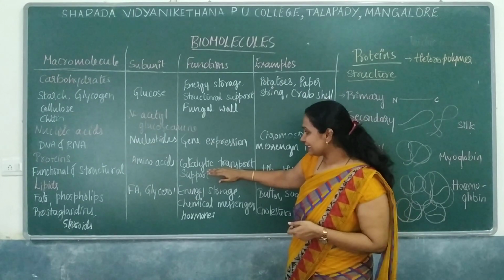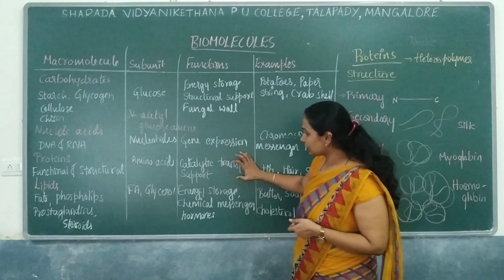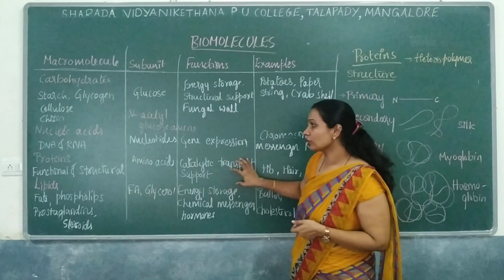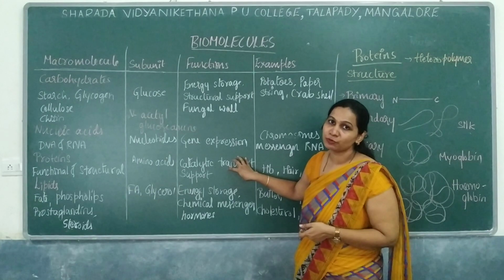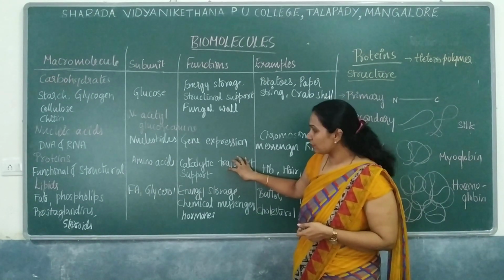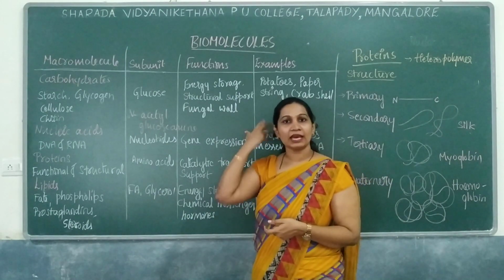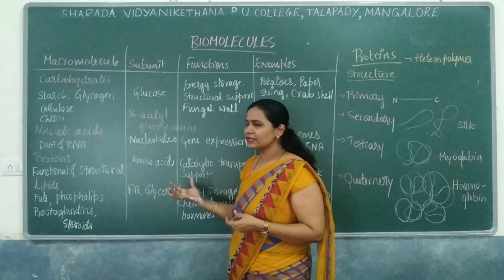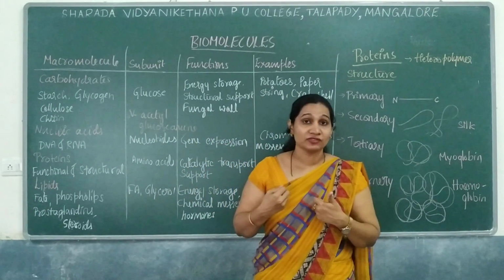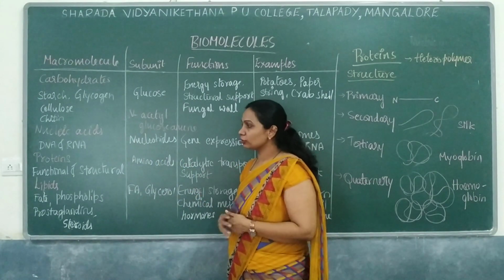So that is functional. That is catalytic, transport as well as support. Transport, for example, hemoglobin, which helps in the transport of oxygen as well as carbon dioxide. So that is the transport. Support, what we have in our hair, in our nail, there is a presence of keratin. As well as in our skin we have collagen. So that is mainly support. That is regarding the proteins.